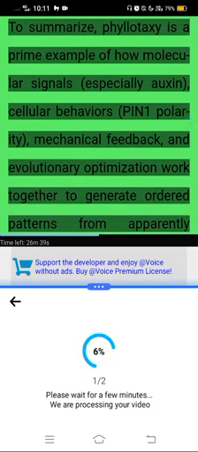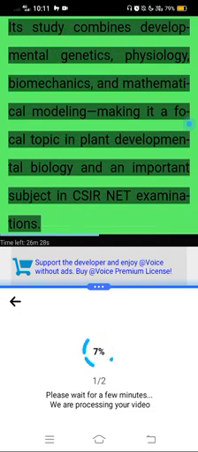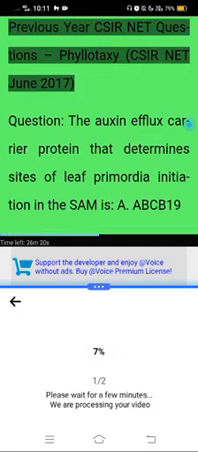To summarize, phyllotaxy is a prime example of how molecular signals, especially auxin, cellular behaviors, PIN1 polarity, mechanical feedback, and evolutionary optimization work together to generate ordered patterns from apparently chaotic cellular environments. Its study combines developmental genetics, physiology, biomechanics, and mathematical modeling, making it a focal topic in plant developmental biology and an important subject in CSIR-NET examinations.